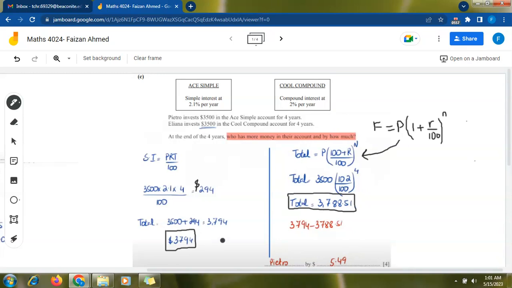So we have to decide which account is giving us more money. This is 3794 and this is 3788.51. So this is the greater value. So our answer will be Pietro. Pietro will be getting the larger share. And by how much? We just have to subtract the two values. 3794 minus 3788.51 will give us the difference, that is $5.49. So our answer is, who is getting more money? Pietro is getting more money, and by how much? By $5.49.